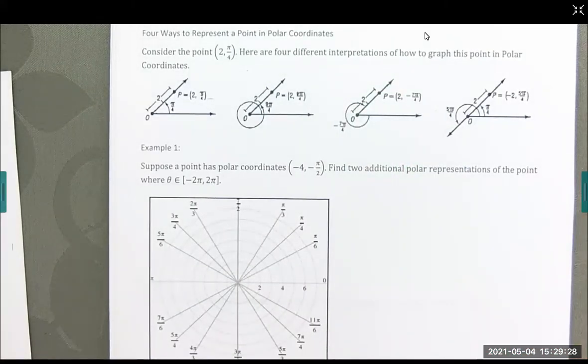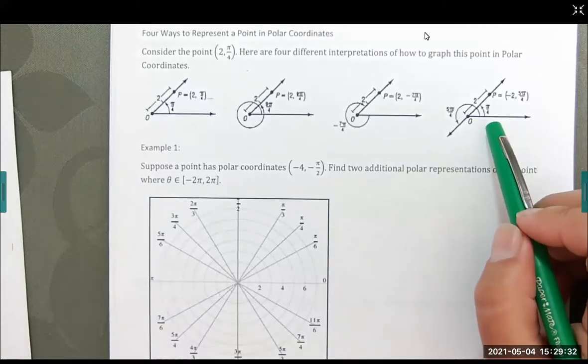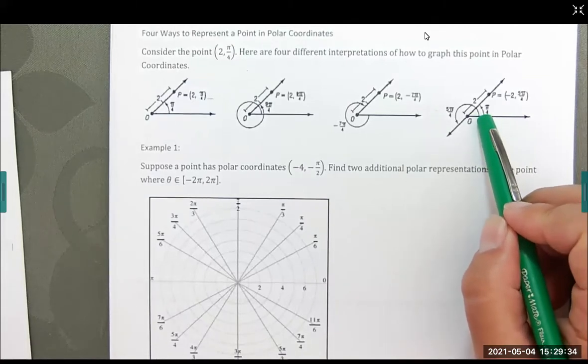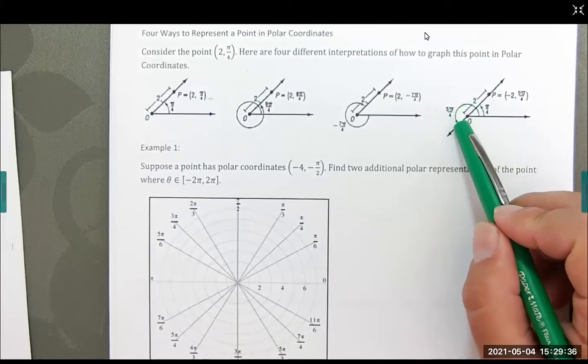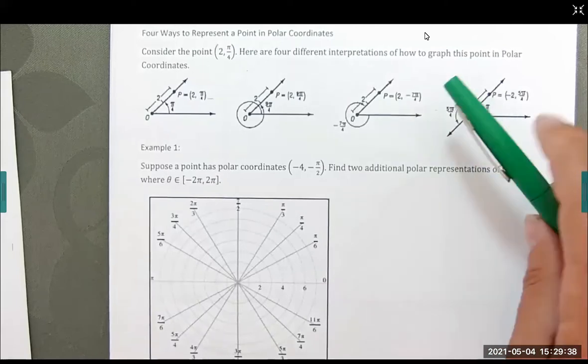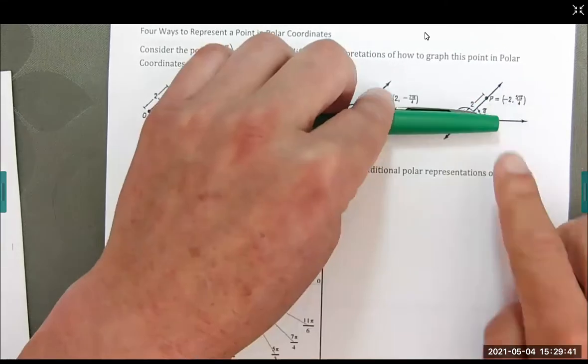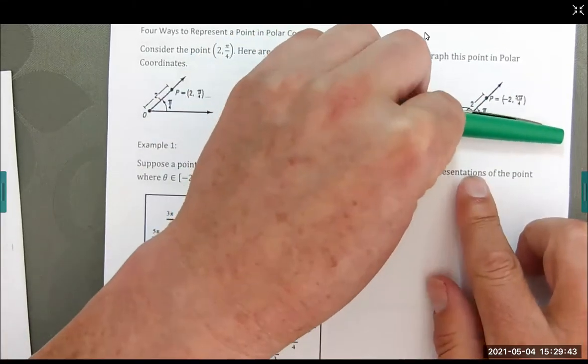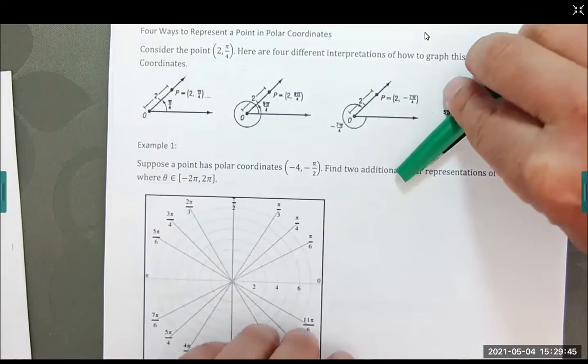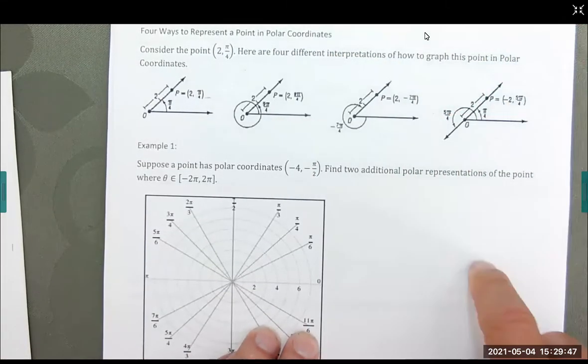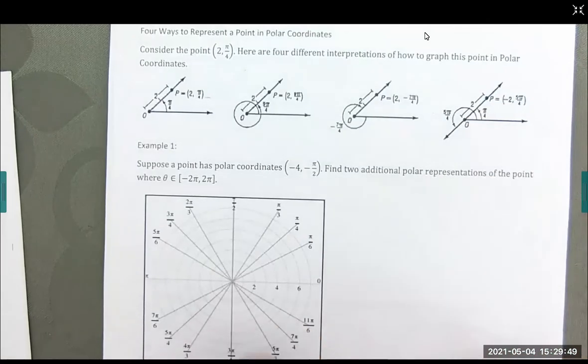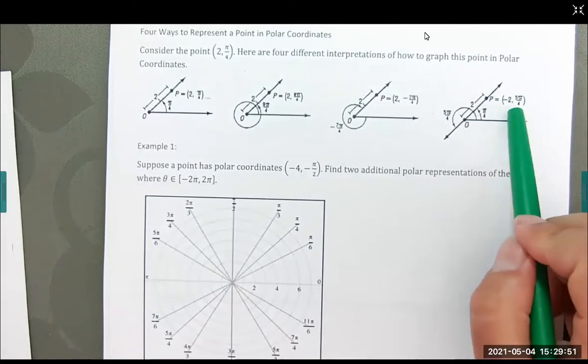Now we can even have a negative radius, which sounds kind of weird, but what we could do is go a positive 5 pi over 4. So view it this way. This is the positive direction. So I'm turning all the way to 5 pi over 4, but now I'm going backwards. So I'm kind of going in the opposite direction. But it still gets us to the same point.